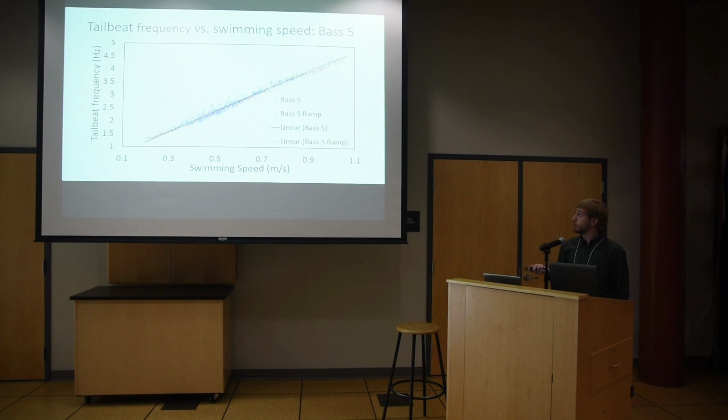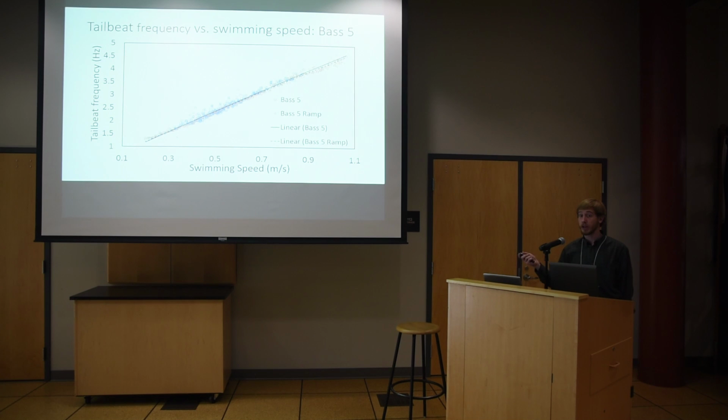And then we have the similar data for bass number 5, or bass 5. Again, same axes, blue squares being the non-ramped, orange squares being the ramped. Same linear fits. The lines are very similar, although there is a slight difference in the slopes, which we'll be talking about.